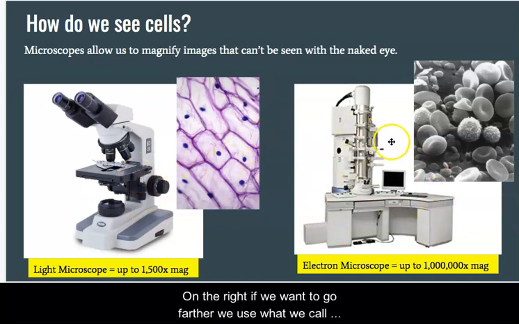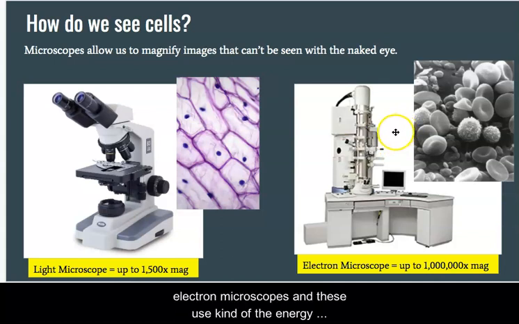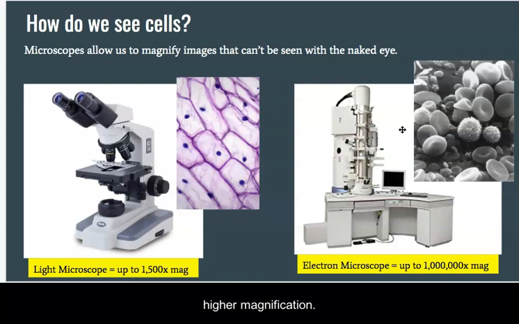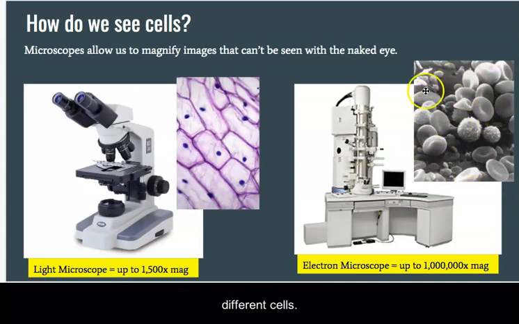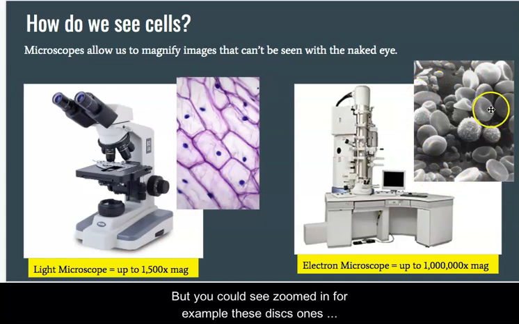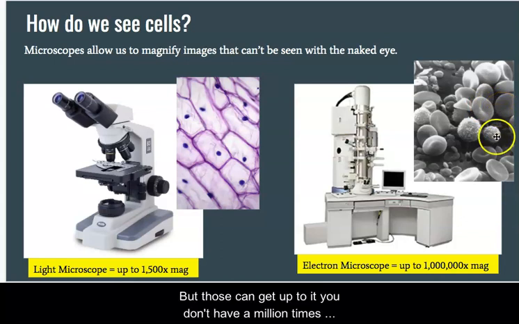On the right, if we want to go farther, we use what we call electron microscopes. These use the energy of electrons bouncing off of things to be able to see at higher magnification. There are different kinds, scanning ones and transmission ones and so on. But here you can see some examples of different cells zoomed in. For example, these disc ones in the picture are blood cells. They look like donuts with a pushed-in center. Those can get up to 1,000,000 times magnification, and that's how we can really see the detail in a lot of the different things that we try to see and learn about cells.